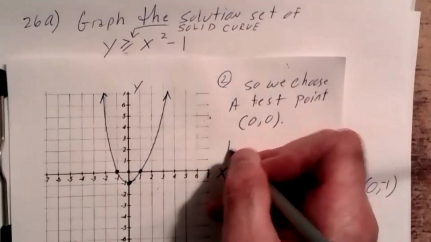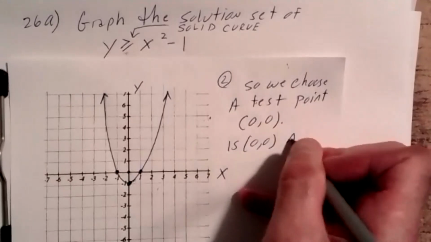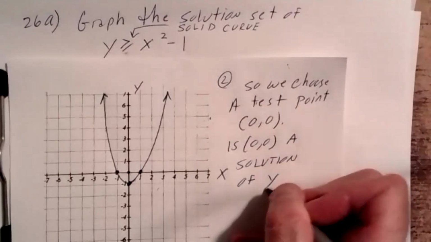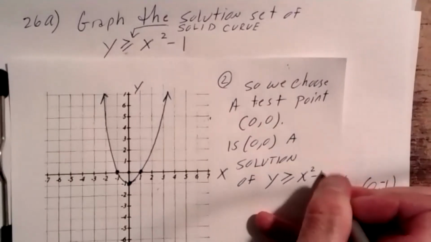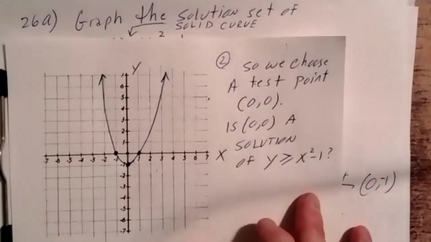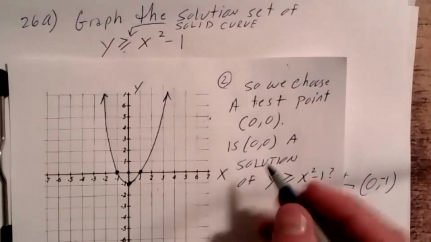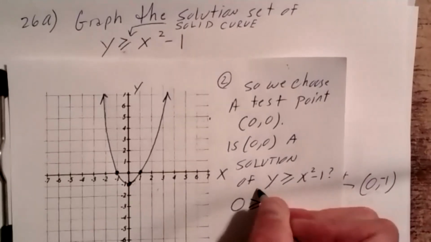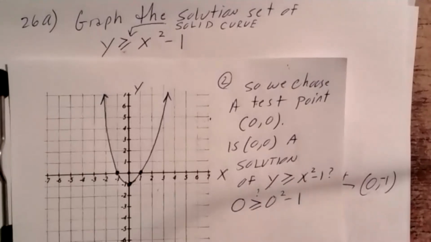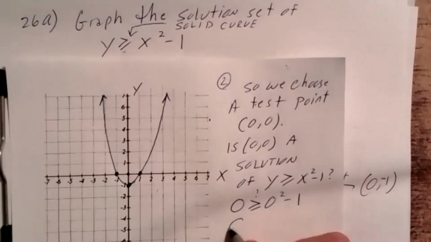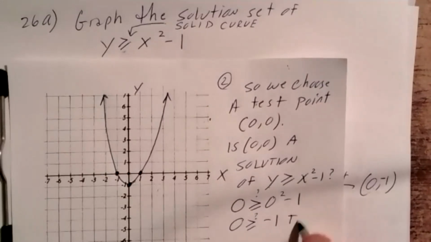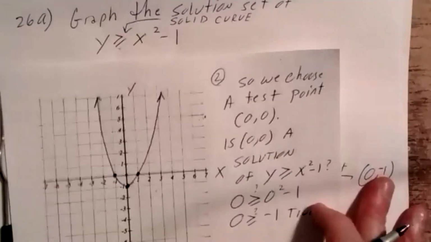So we ask ourselves, is 0, 0 a solution of the inequality y greater than or equal to x squared minus 1? Is it a solution? We're going to find out. We're going to replace the y variable with 0 and the x variable with 0. So is it true that 0 is greater than or equal to 0 squared minus 1? Is that true or false? Is 0 greater than or equal to -1? True or false? True. True. So what have we discovered?